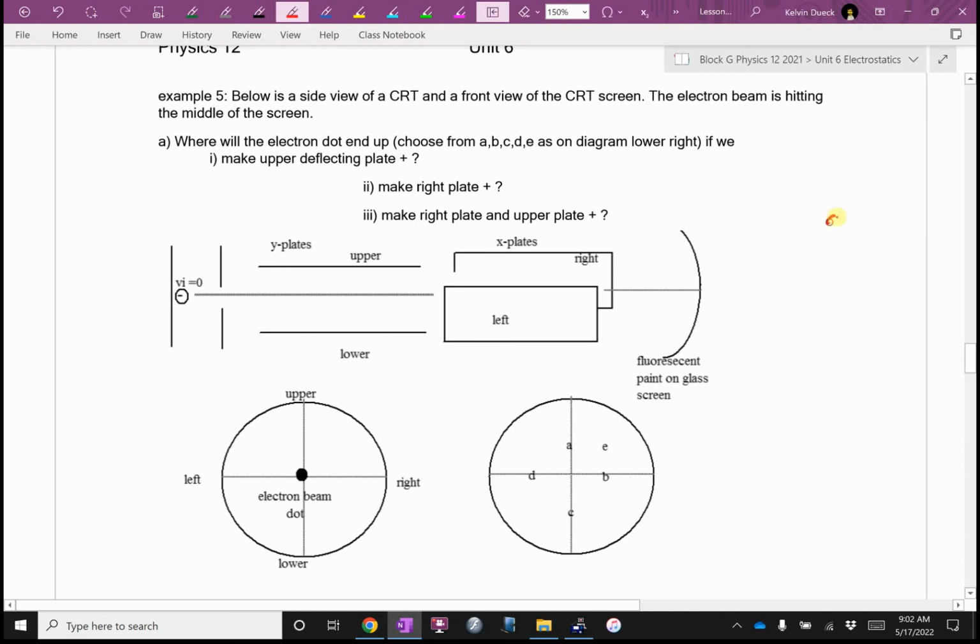I want you to imagine that you're the person sitting in a chair right there looking at the screen. So this is your view. Where will the electron dot end up? Choose from location A, B, C, D, or E in this little picture below. Originally, we're starting right here. If we make the upper deflecting plate positive, so if we make this plate positive, where will the electron end up? A, B, C, D, or E?